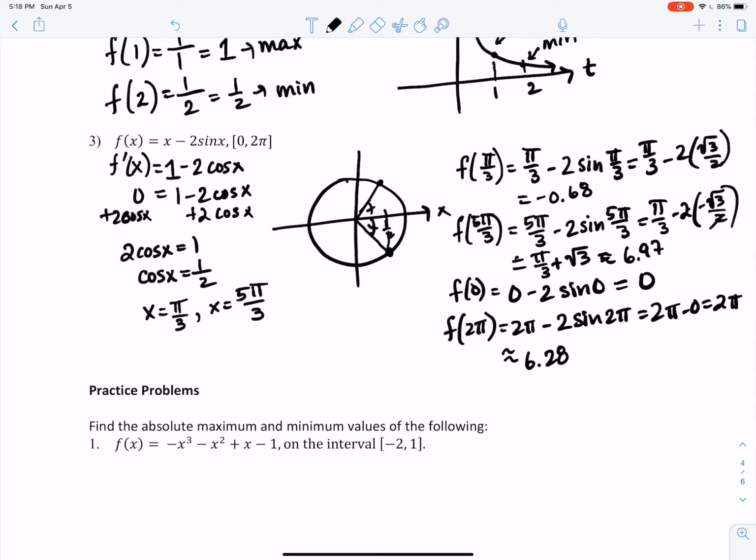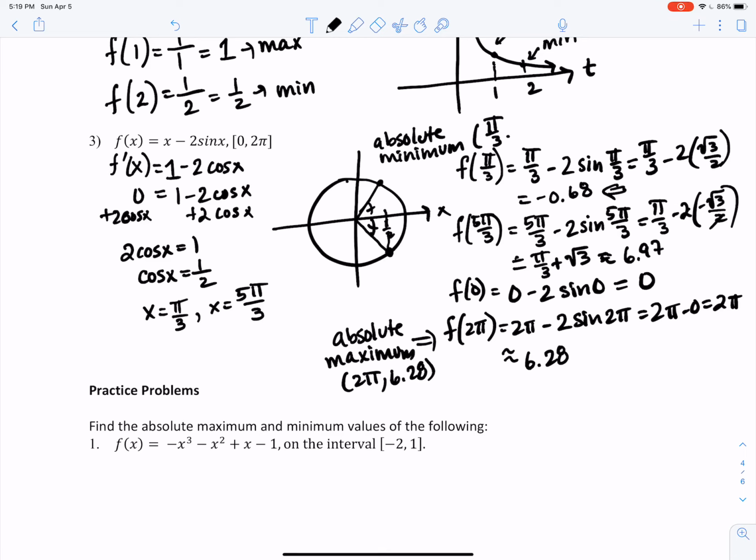So now when I look at these, I'm looking to find which one has the highest y value. Well, that's at 2 pi, this 6.28. So this is my absolute maximum at 2 pi, 6.28. And then which one has the lowest y value? That's at negative 0.68, which is here. So this is my absolute minimum at pi over 3 comma negative 0.68.